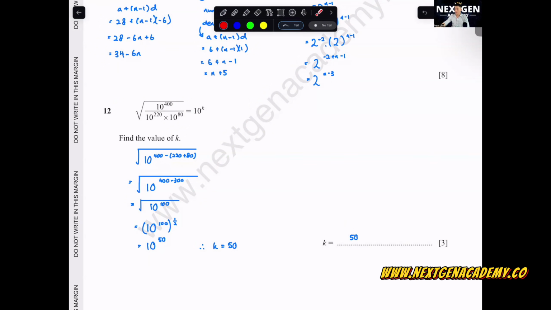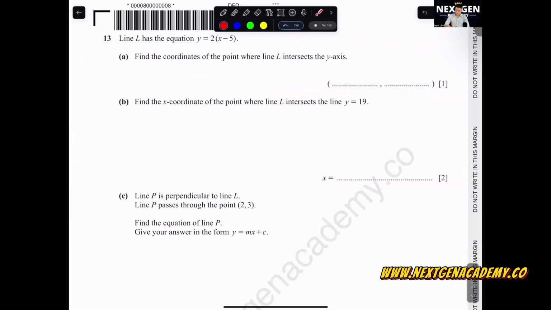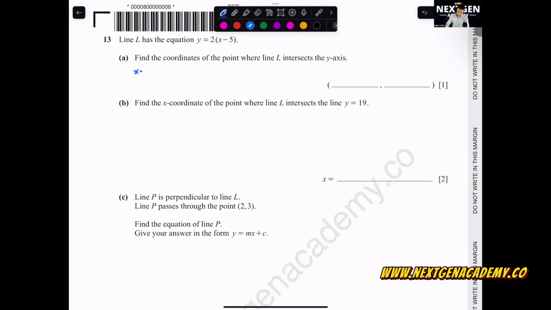Okay, let's go to question 13. Line L, y equals to 2 bracket x minus 5. Find the coordinates of the point where line L intersect the y-axis. Okay, so this is a y-intercept. Y-intercept means your x is equals to 0. Y equals to 2 times 0 minus 5. 2 times negative 5, negative 10. So 0, negative 10.